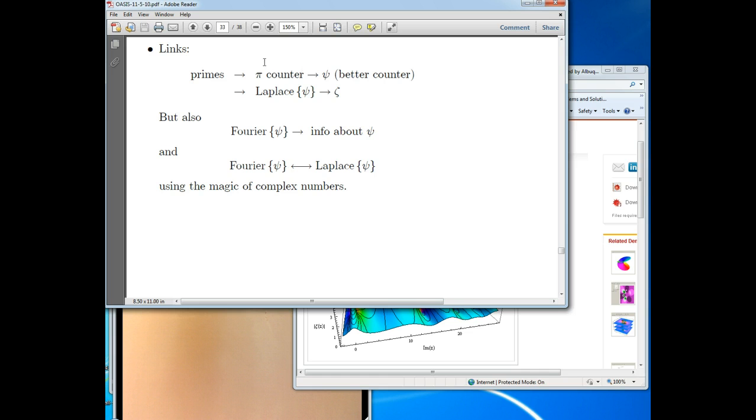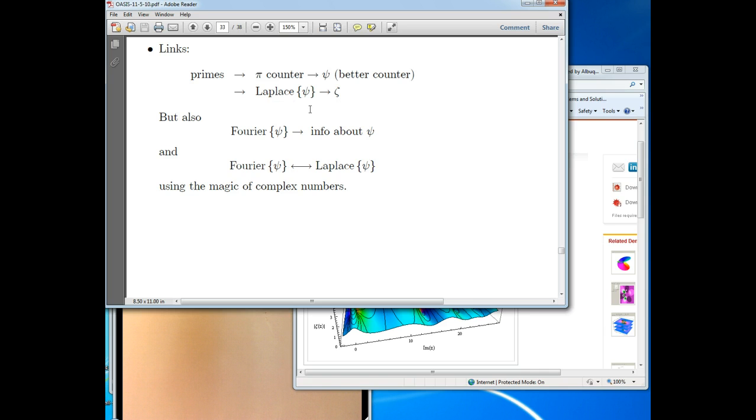We use the pi counting function, which is just the running total of the primes. We've changed that to the psi counting function because it's a better behaved counter. Turns out, if you take the Laplace transform of that psi counting function, you will get the zeta function. And that's what I wanted to suggest might be true, based on the fact that in the previous slide, I claimed there was a very strong affinity between the Laplace idea and the zeta function.